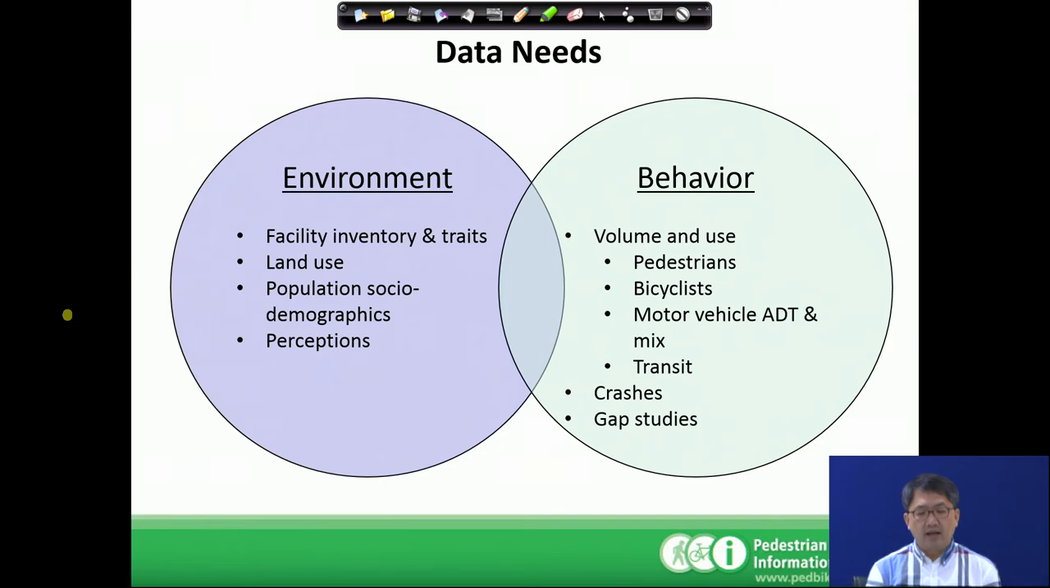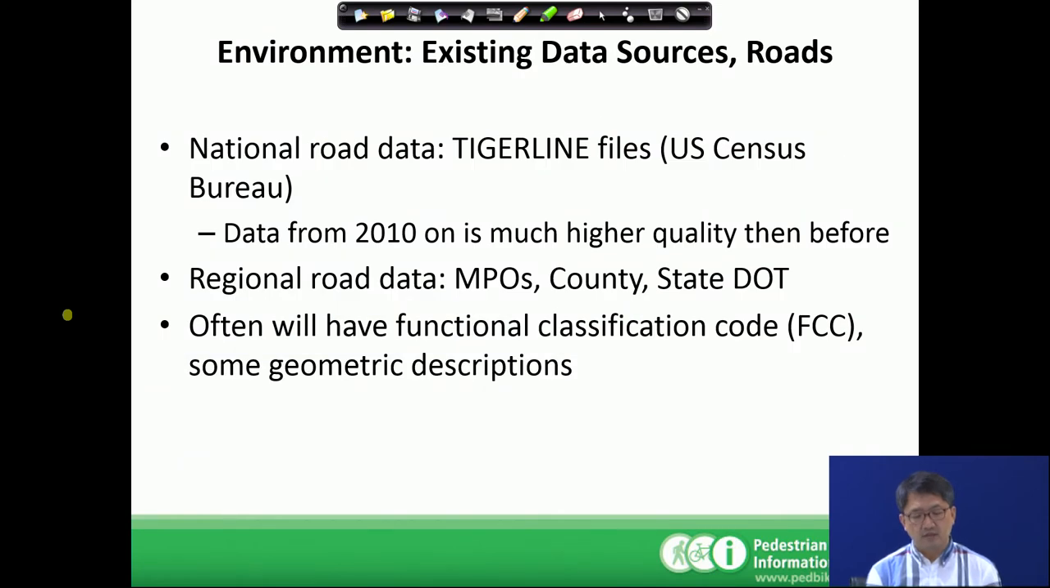So we need data on the environment and also on behaviors, in terms of volumes and usage. Sometimes a bike trip is only for leisure, which is different from commuting, and that has to be understood in a different way. For the environment, we need good facility inventories, land use, socio-economic and socio-demographic data, and perceptions of the facilities. These data are needed to understand the performance of bicycles.